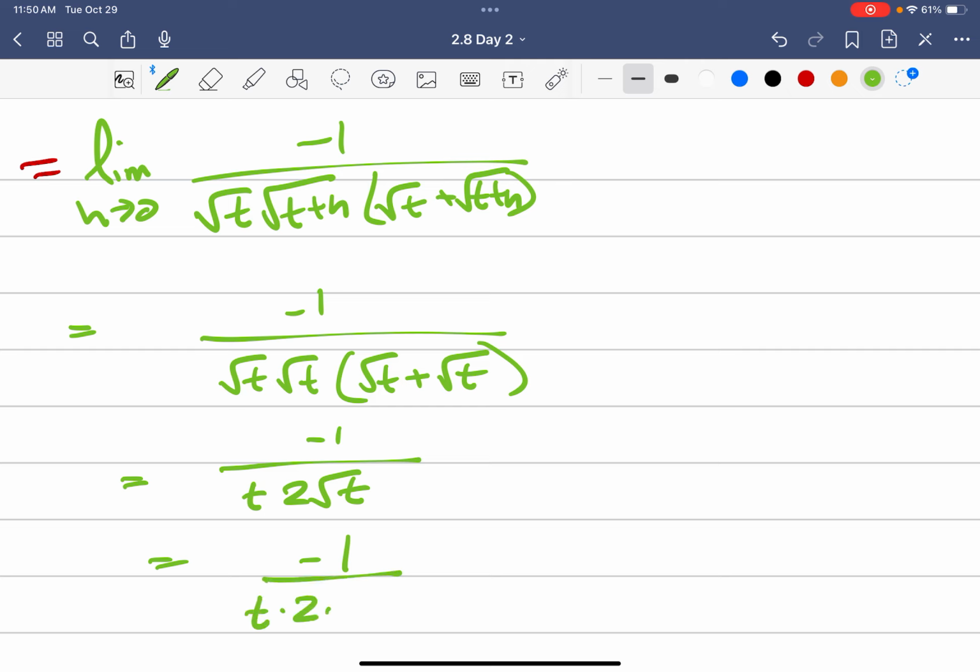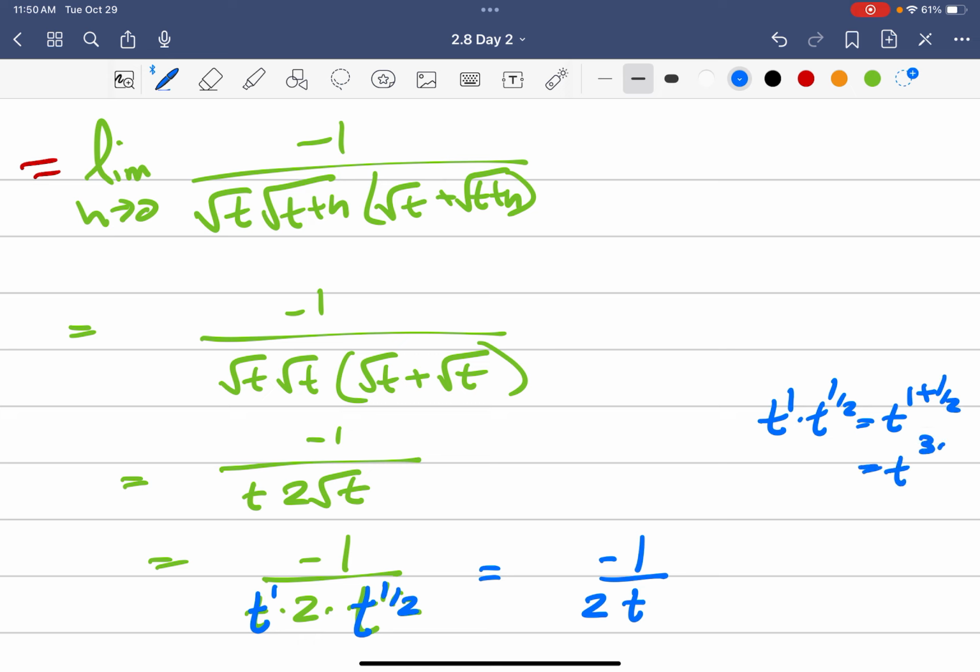That gives me negative 1 over t times 2 times t to the 1/2. But what do you do when you have like bases and you're multiplying them together? You add the exponents. So this is really negative 1 over 2, and then t to the, well, this times this is this to the this plus that. So it's 2 t to the 3/2. So that is exactly what you should get.